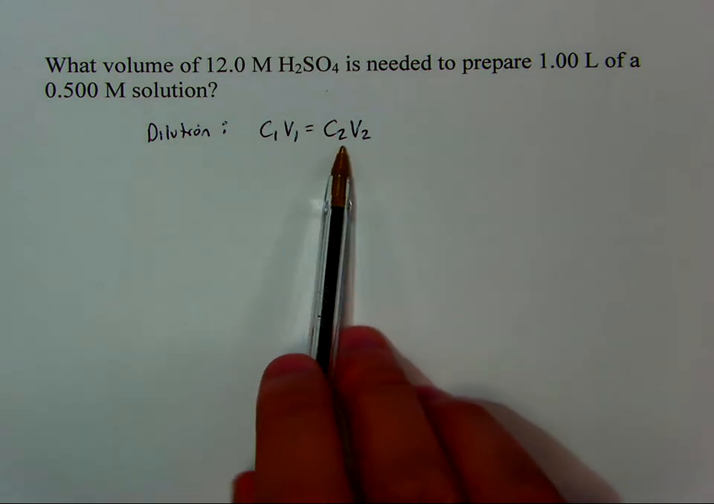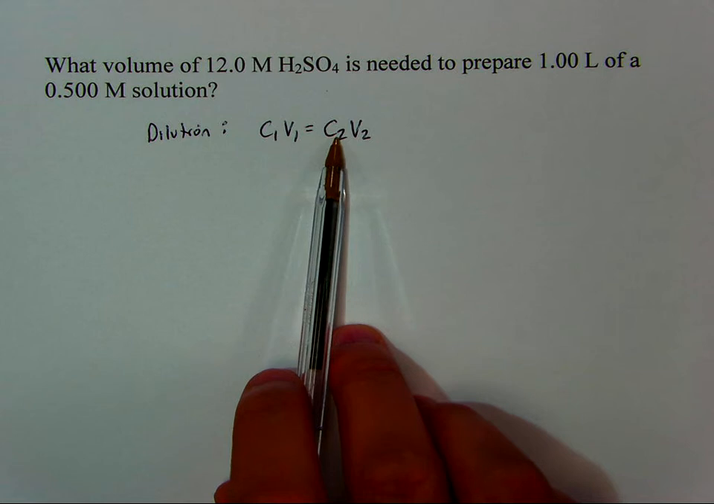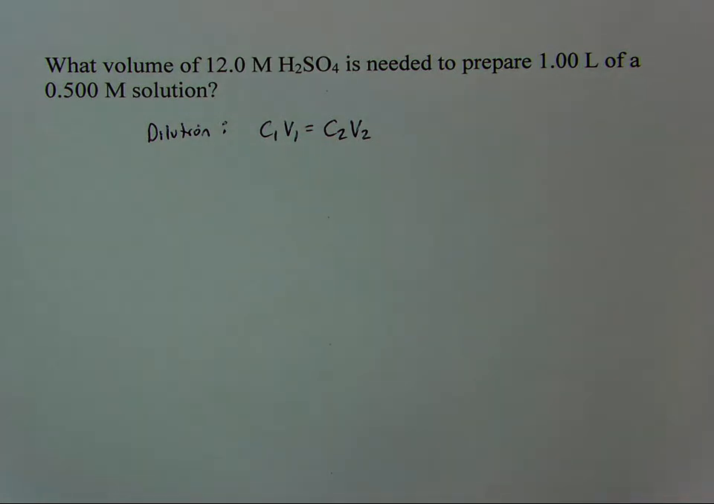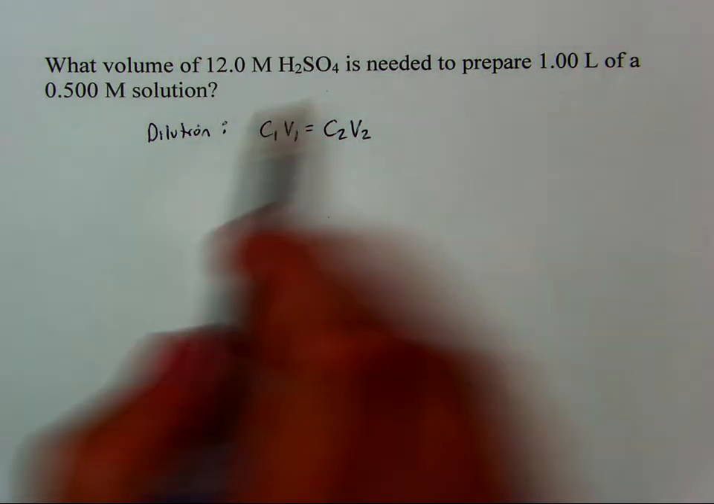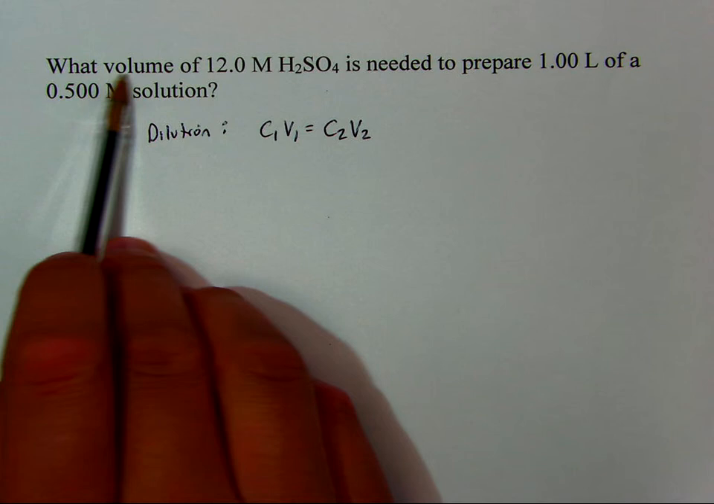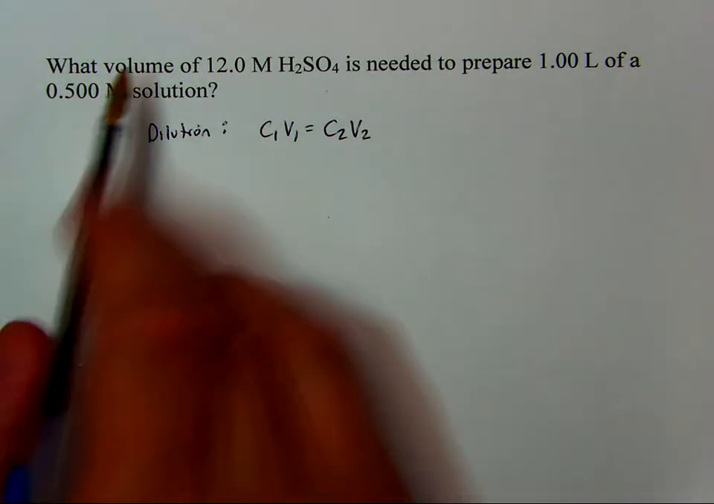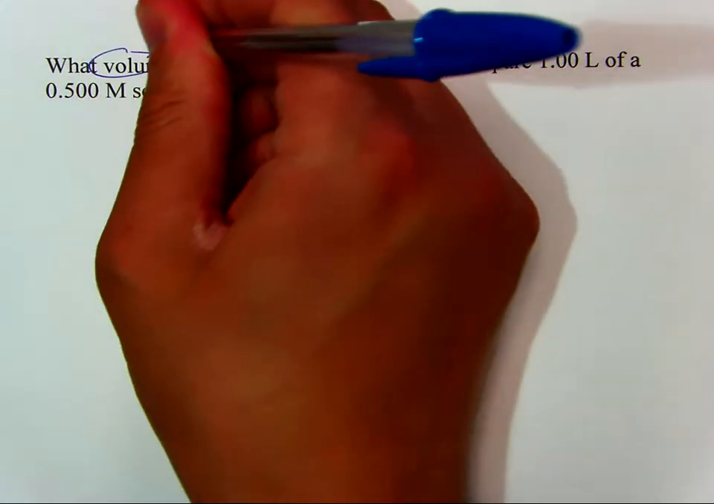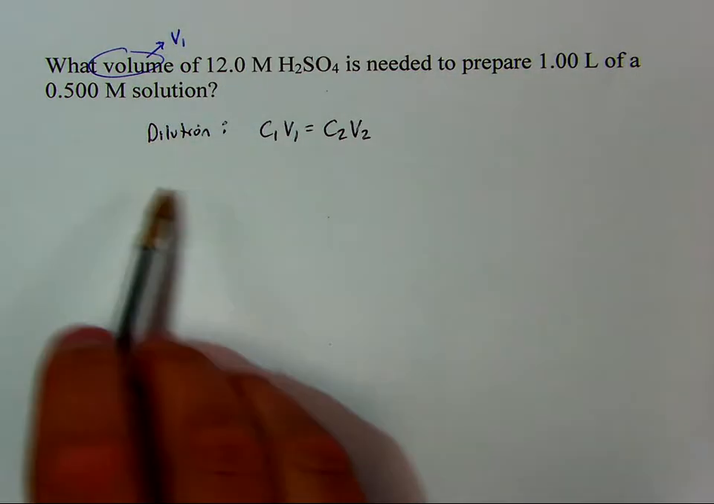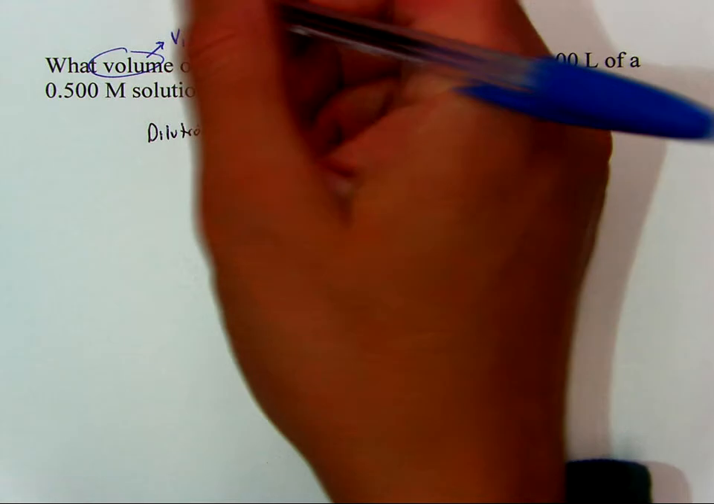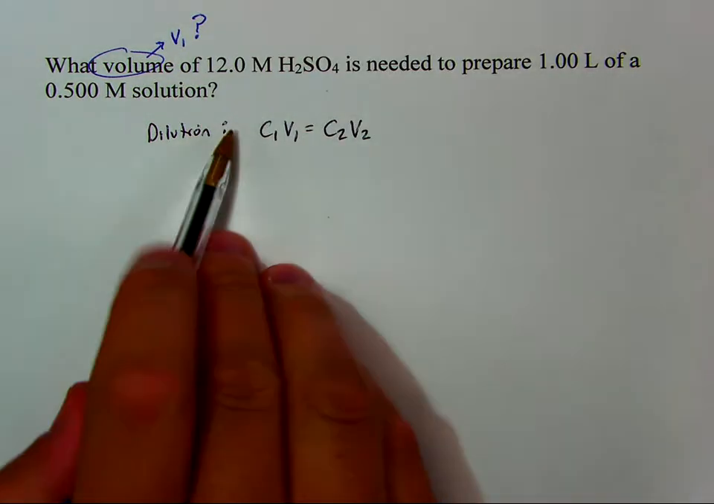So from here, we just need to figure out what's the concentration and volume before and what is it going to be after. Right? Let's go through the problem and figure out what's what. So we're asking what volume is needed. So that means what volume, that's going to be our V1, right? Because that's what we need to start with and we don't know it. That's what the question is.